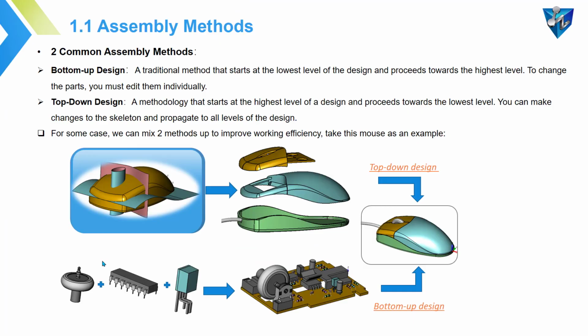First of all, I'd like to show you two common assembly methods. The first one is bottom-up design, which is a traditional method that starts at the lowest level and proceeds to the highest level. To change the parts, you must edit them individually. And the second one is top-down design. It's a methodology that starts at the highest level and proceeds to the lowest level. You can make changes to the skeleton and propagate to all levels of the design. And for some cases, we can mix two methods up to improve working efficiency.